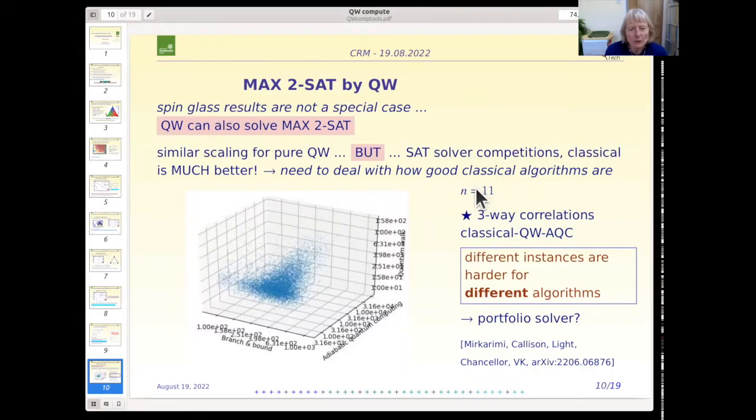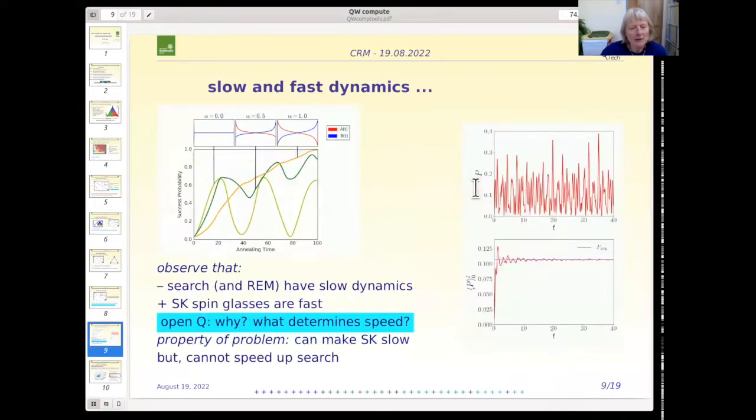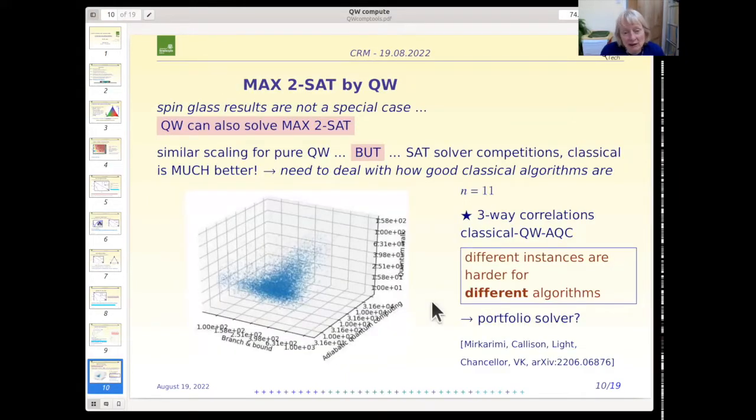So I promised that I would give you another problem that quantum walks can also solve. Spin glasses are not a special case. You might wonder, we have two very different problems, are they particular instances and everything else just doesn't work? That's not the case. The more generic case is the spin glasses, and it's search that is the special case.